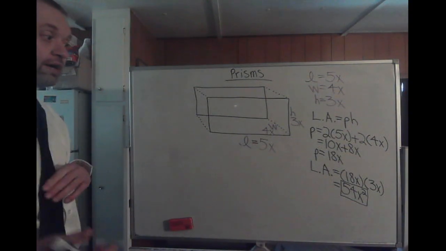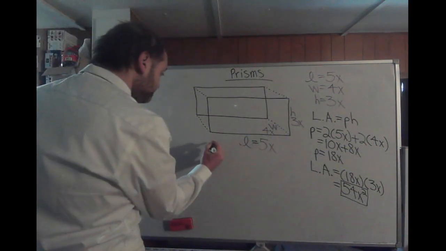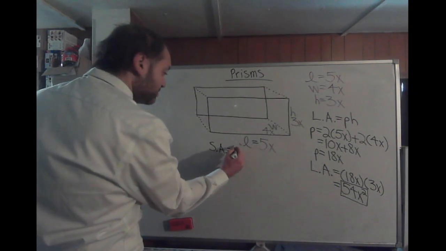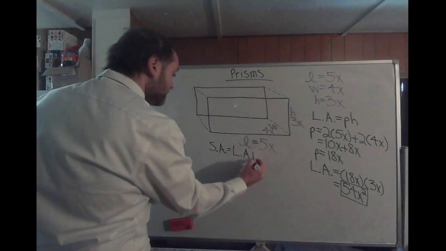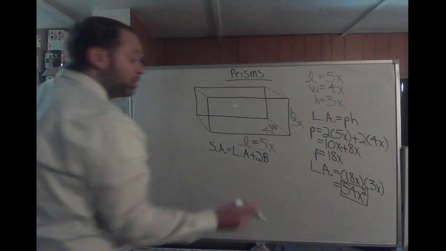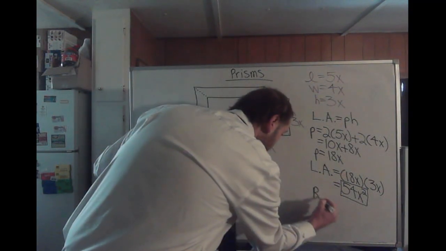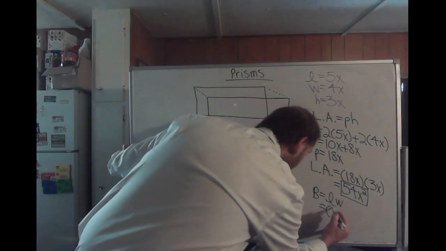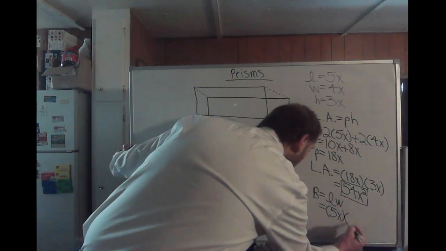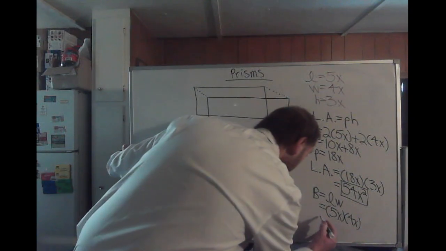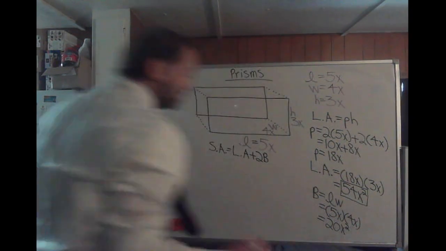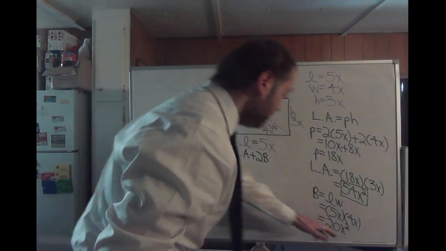Now that we know the lateral area, we can almost find the surface area. What is the surface area? Of course, that's equal to your lateral area plus twice the area of the base. Well, we need to find the area of the base, which is a rectangle. Area of the base is length times width, which would equal that length of 5x times your width of 4x, which the area of your base would then be 20x squared units. So the area of the base is 20x squared units.